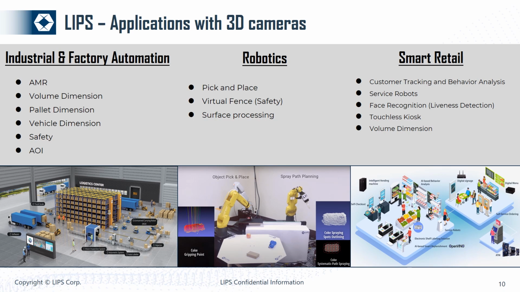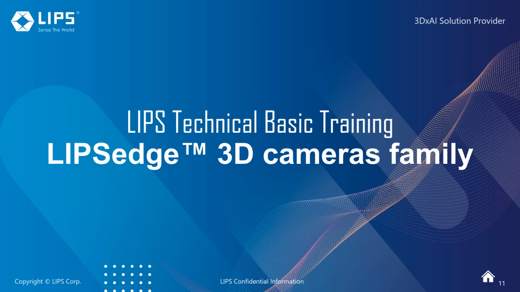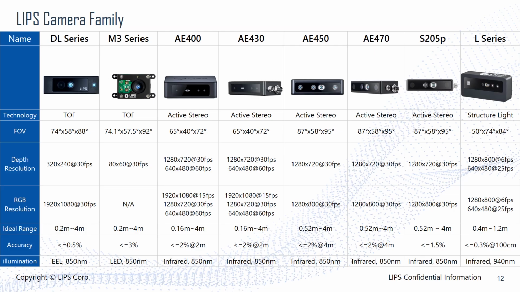LIPS provides a complete set of 3D cameras made with the available technology. The LIPS Edge 3D cameras cover the three 3D technologies available, including the time-of-flight series for DL and M3 series, targeted for short and middle-range distances, used for people counting, motion gesture detection.